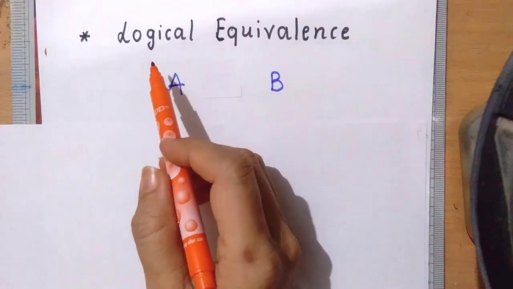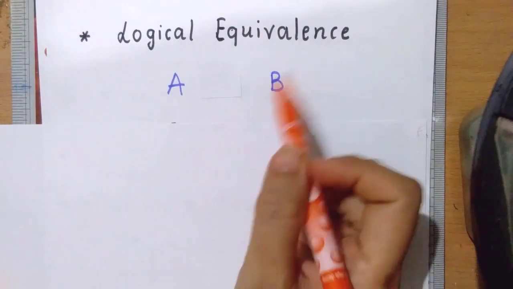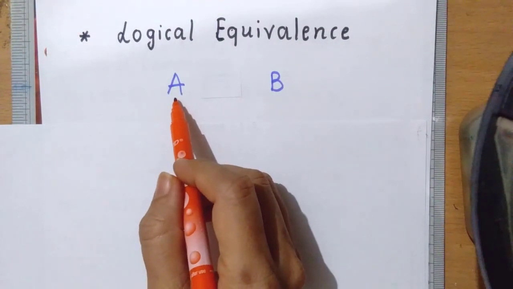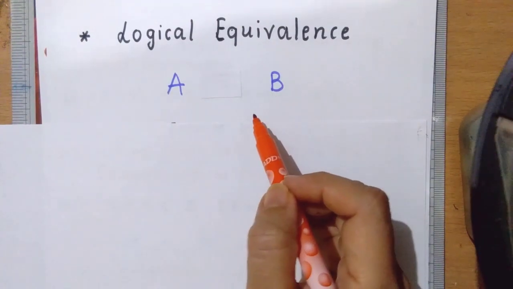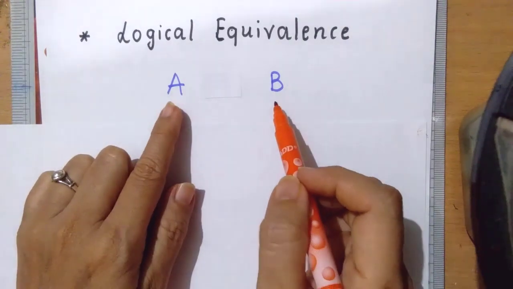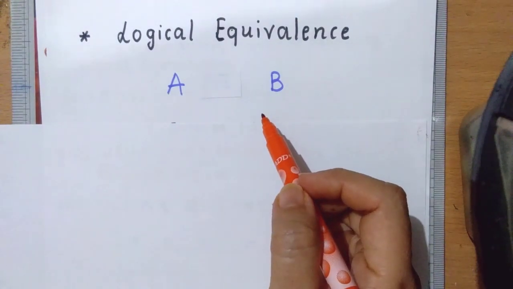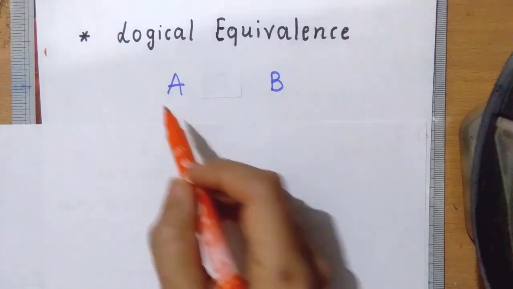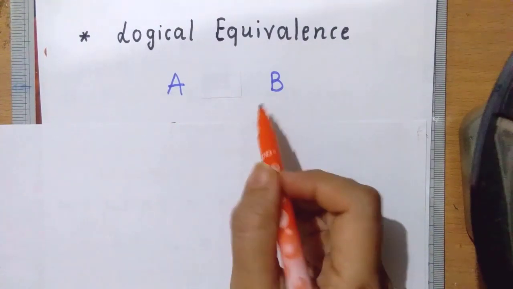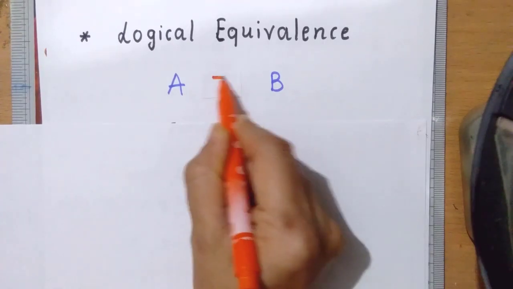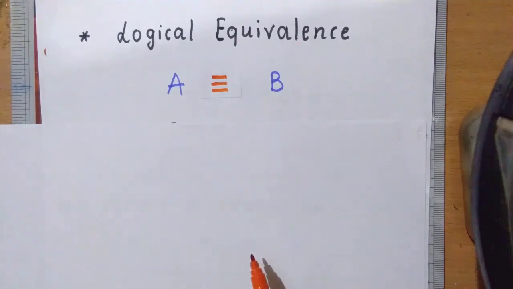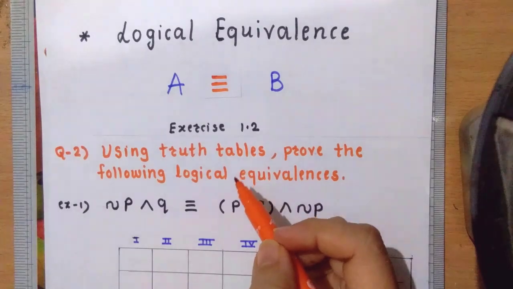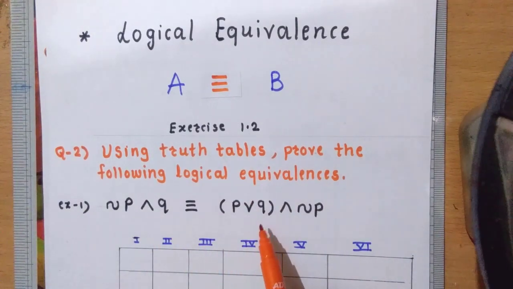Now our next point is logical equivalence. Suppose A is first statement pattern, B is second statement pattern, and if truth table of these two are identical, then we can say that A is logically equivalent to B, and it is denoted by like this, A logically equivalent to B. Now we will prove some logical equivalences from exercise 1.2, and our first example is this.